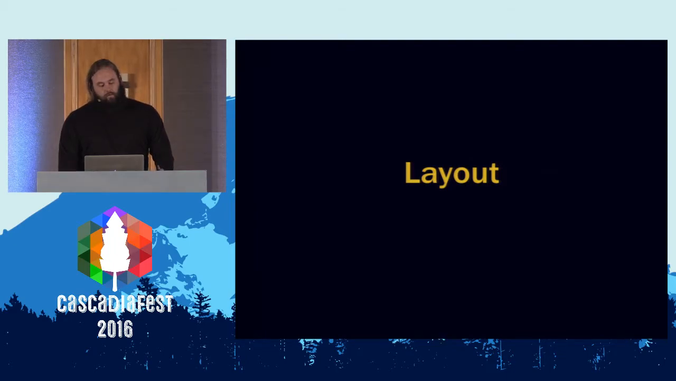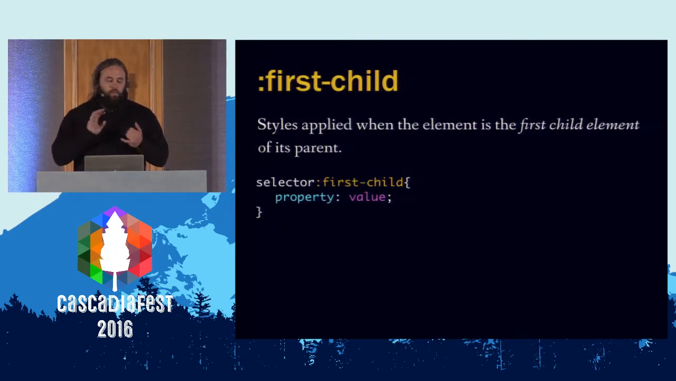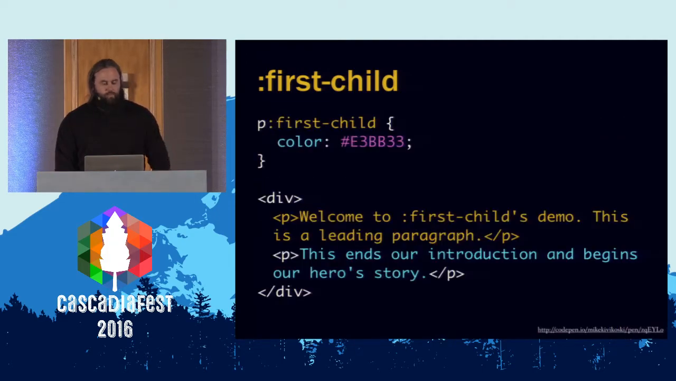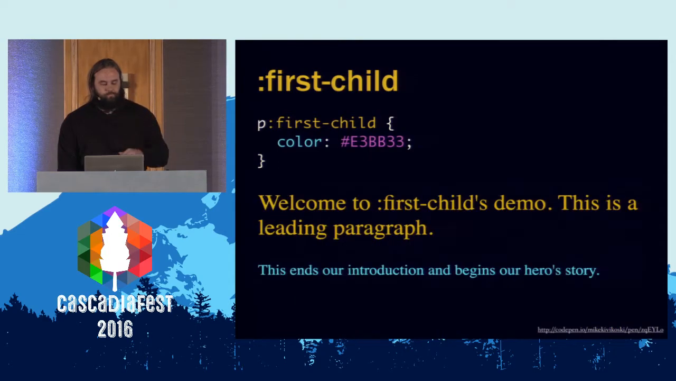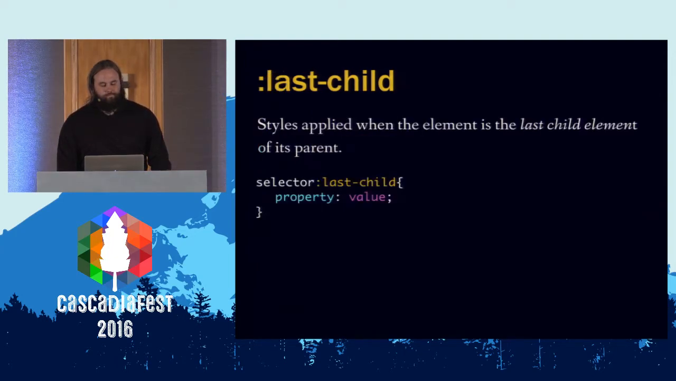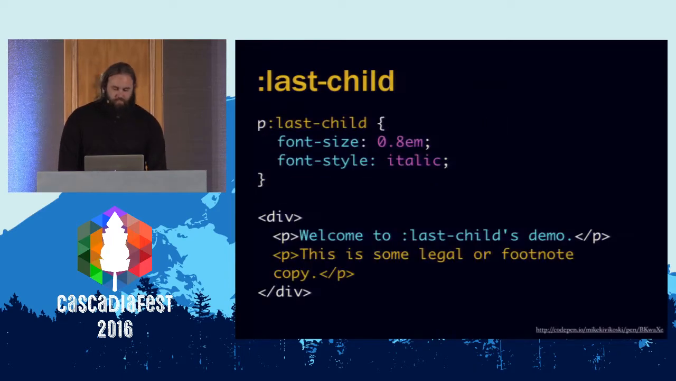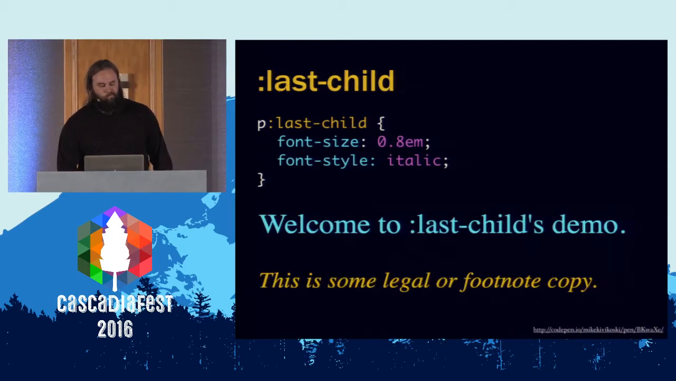All right, layout. First child: styles applied when the element is the first child of an element. So in this one, if you are targeting your paragraphs, it's going to be that first paragraph. Welcome to the demo, leading paragraph. Last child is styles applied when the element is the last child. Say you've got a div and you know the last paragraph is going to be some sort of legal or footnote copy. You can target that paragraph.